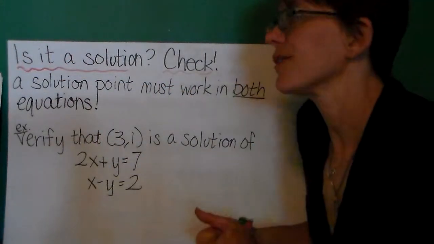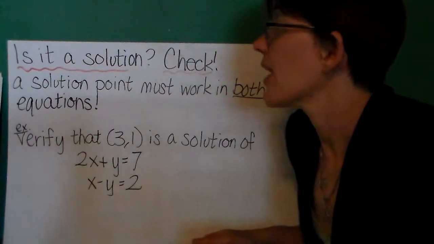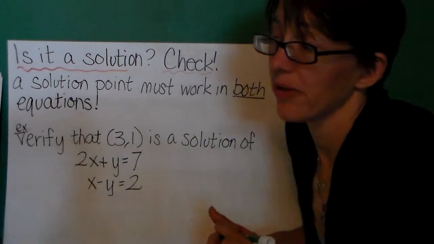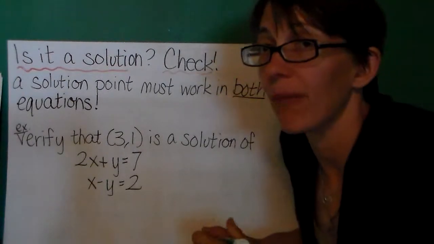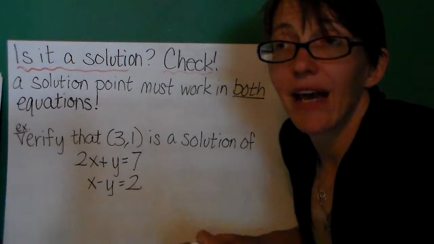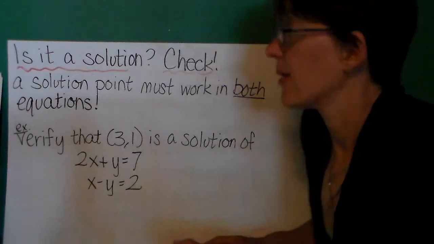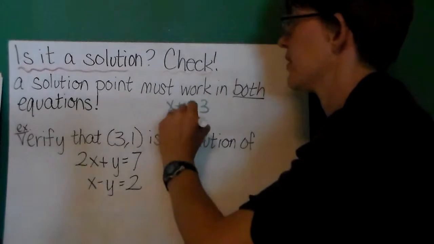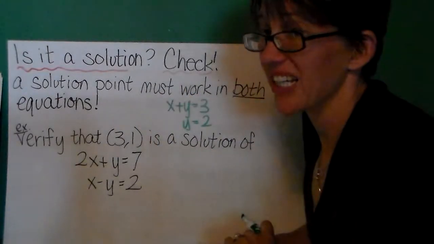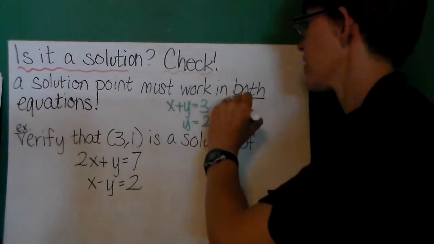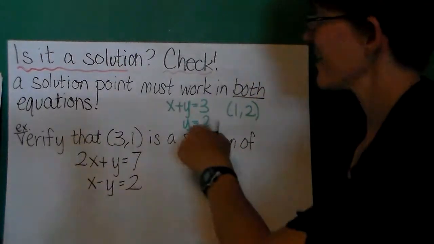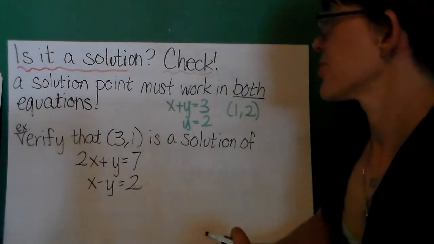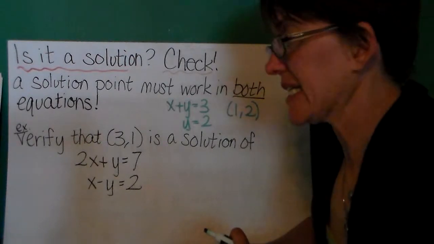Is it a solution? Well, in order to figure out if something is a solution, we will have to check. Again, a solution point must work in both equations. If there's more than two equations, it has to work in all of them. Be cautious, sometimes you'll only have to check for, say, one variable. Like if I have x plus y equals 3 and y equals 2. If I'm checking to see if (1, 2) is a solution, in this second equation I can only substitute the y value. So you should recall that from your studies in Algebra 2.